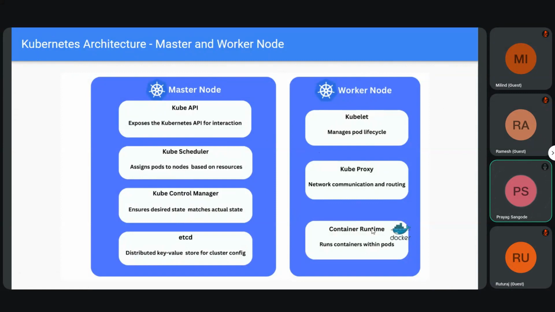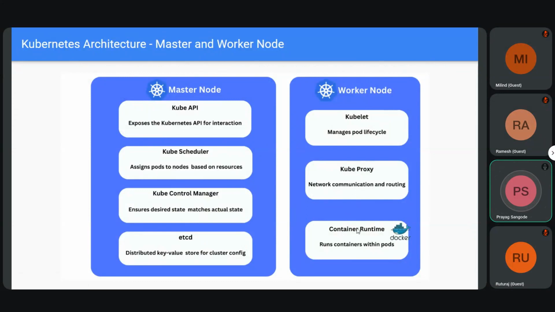Then we have the worker node, where the pod actually resides or is placed. The kubelet manages the pod life cycle. Managing the pod life cycle means starting and stopping of the containers is done by the kubelet on a particular node. Then the kube proxy is used for network communication. The network part is handled by the kube proxy component in the worker node.